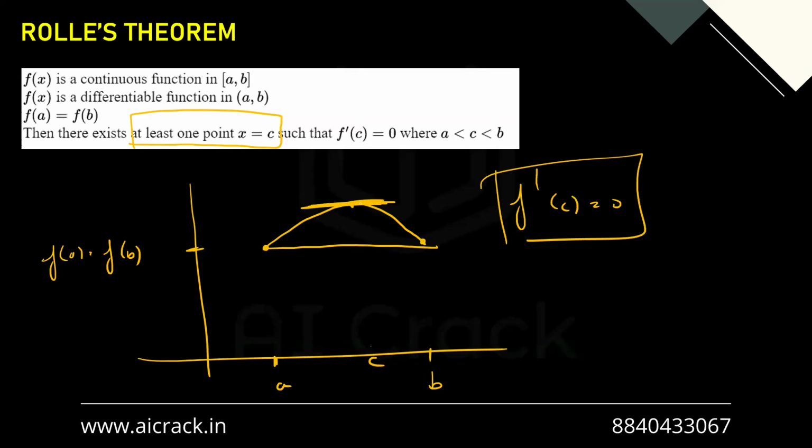Over here we are having a maxima, and that's why the slope is 0, and that slope is exactly the same as the slope of this particular line. This is also 0 because both of these points are at the same level, so this line is parallel to the x-axis, that's why its slope is also 0. So we must have a point whose slope is 0, which is equal to the slope of this line as well. That's what Rolle's theorem is all about.